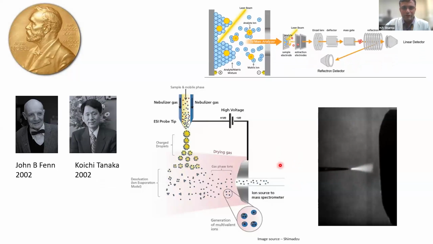The second discovery was made by Koichi Tanaka. Koichi Tanaka was working on macromolecules, the work which was given to him by his company Shimadzu, that he needed to work on macromolecules and figure out how we can identify them. He was testing many matrices, and then he invented one, and for that he got the Nobel Prize. That paved the way for the MALDI which we are seeing nowadays.